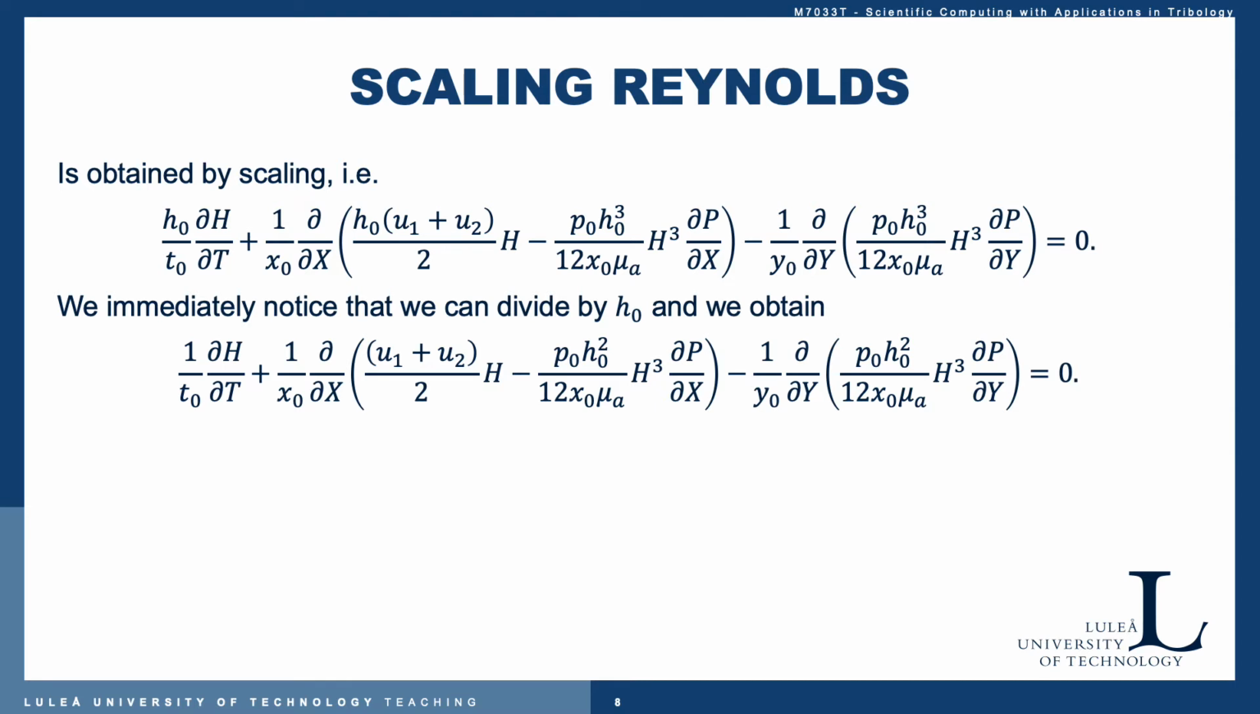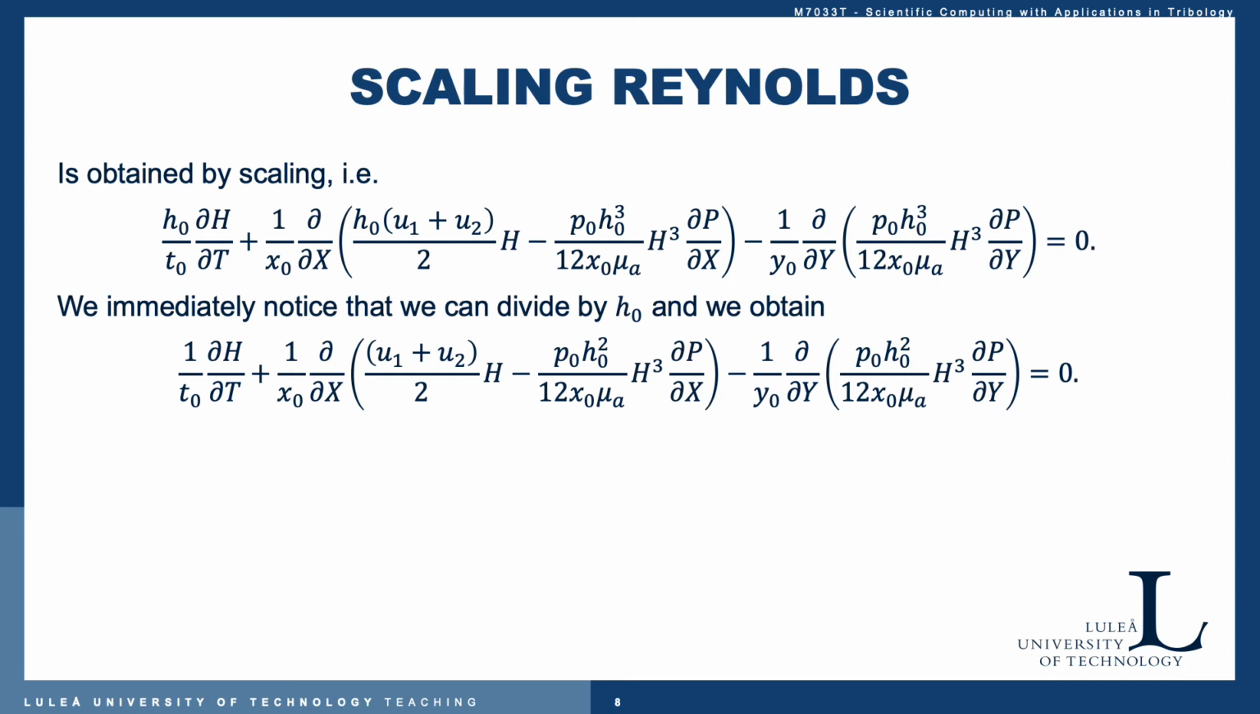Then we can transform our dimensional form of the equation into the dimensionless form by this scaling. And here we go. On the first line we've just introduced the scaling. On the second line we quickly realize that we can divide by h0.